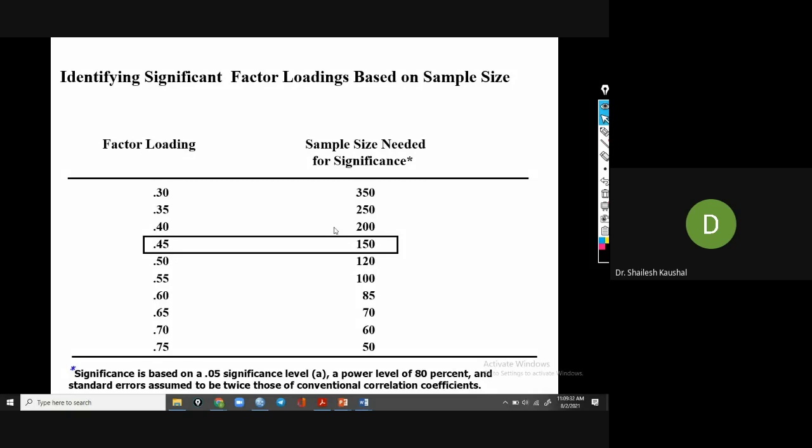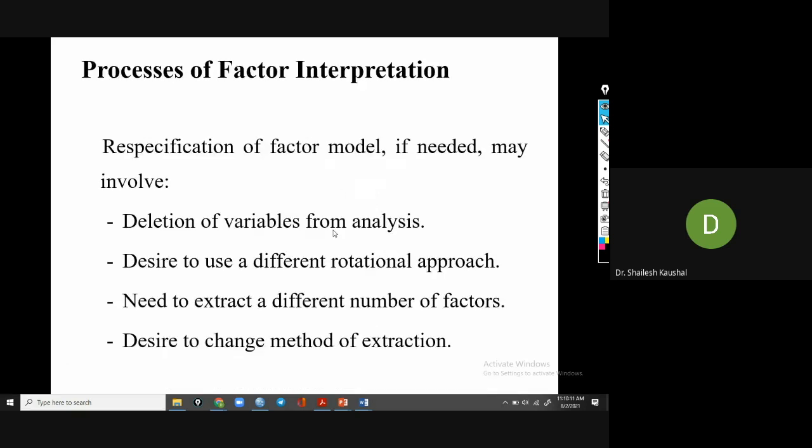Theoretically the factor loading value should be greater than 0.6 or 0.714, but if it is less we can still retain it, on the condition of sample size. If the sample size is 150, then we can take a factor loading of 0.45. If the sample size is 350, then we can retain a factor loading value of 0.30 also. So through this table we can justify, if my factor loading value is low, that I can give this table as a reference.